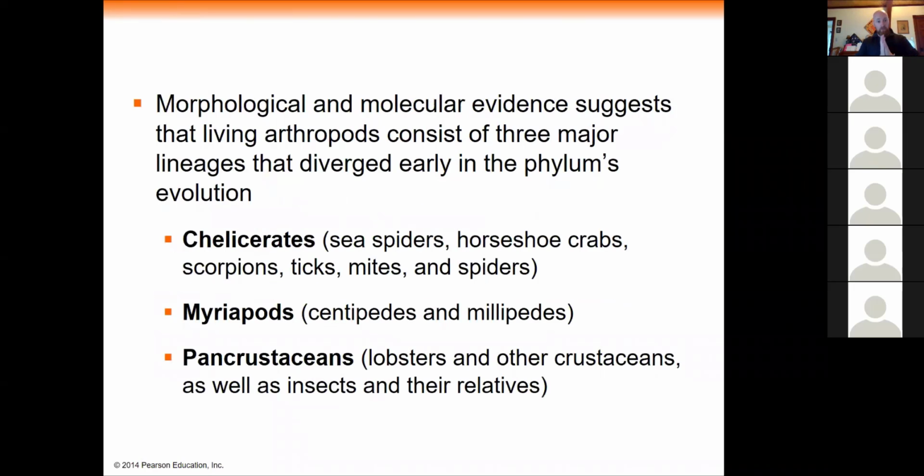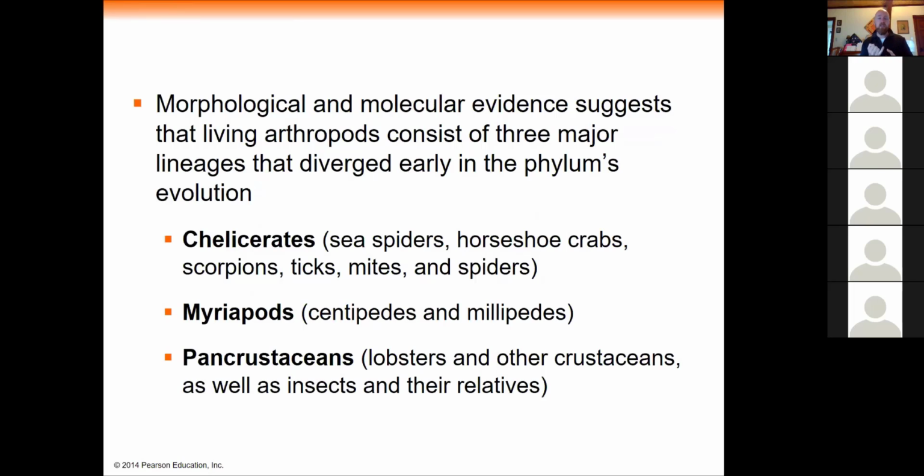So based on morphology, we separated these guys into these groups. Actually, I'm sorry, morphology and molecular. They used to be separated even more, but molecular sort of brought things together. So we have three groups of arthropods. The chelicerates: ticks, spiders, mites, scorpions, as well as some other smaller groups. Those are chelicerates. We'll talk about what that word means in a minute.